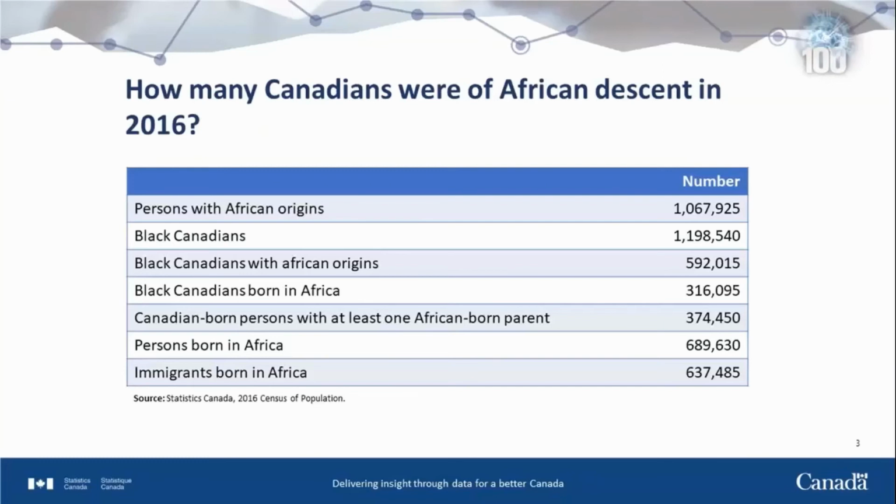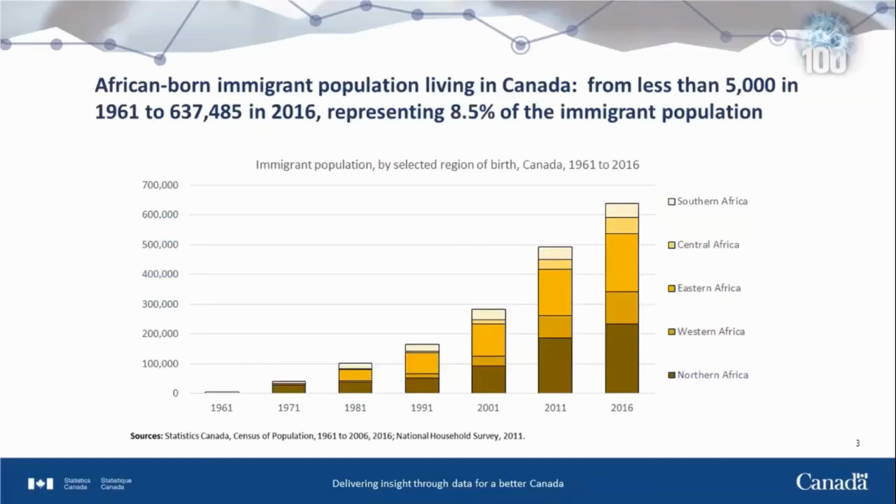Let's move to the next slide, where you have a sense of the growth of the African-born immigrant population living in Canada. In the 1961 census, less than 5,000 people, because of the discriminatory immigration policies, very few people immigrated from Africa. But in 2016, we had close to 637,000 African-born immigrants, representing 8 or 9% of the immigrant population. We also need to keep in mind that during the 2016 census, it was the first time in history that the population from Africa surpassed the population, I'm talking about recent immigrants here, coming from Europe.